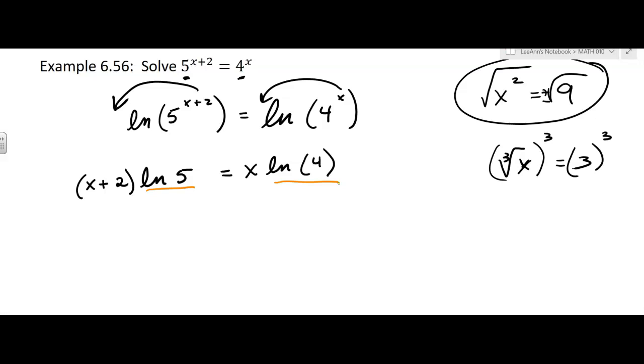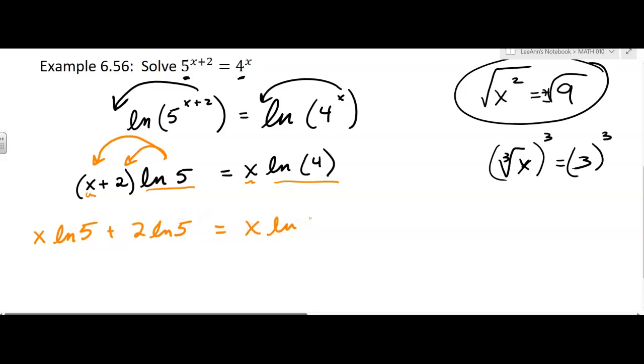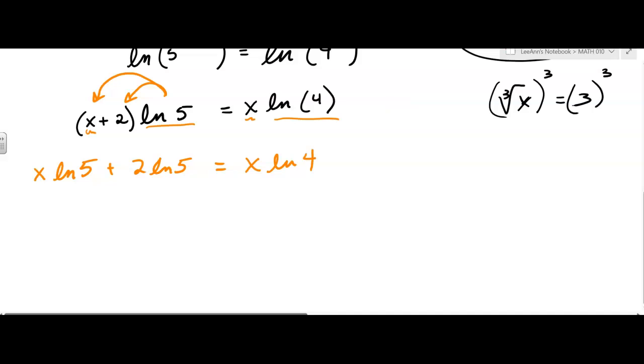Our goal here is to solve for x. Well, we have x in 2 different places. Okay, so we're going to have to do some rearranging. First of all, we're going to have to distribute this number, natural log of 5, into the parentheses. So we're going to have x natural log 5 plus 2 natural log 5 equals x natural log 4. I'm taking the parentheses off the 4. Okay, so what do we want to do? Well, we want to get x on the same side, and then the 2 natural log 5 on the other side.